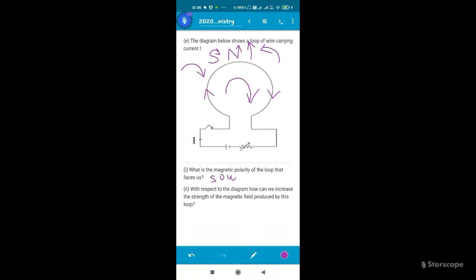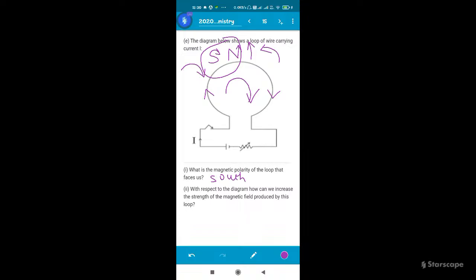Now if the question was what would be the magnetic polarity for a person who would be inside, or who would be facing the loop from the other side, for that person it would have been north. But we have been asked regarding the side which is facing us, so it will be south because the current is moving in the clockwise direction. I hope this is clear. These two diagrams are given in your book, you can check them out once.